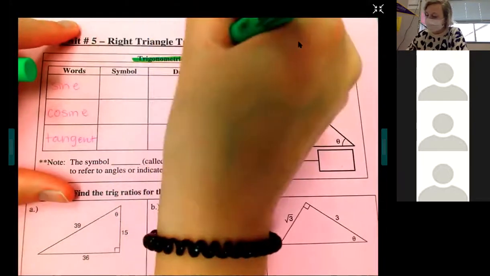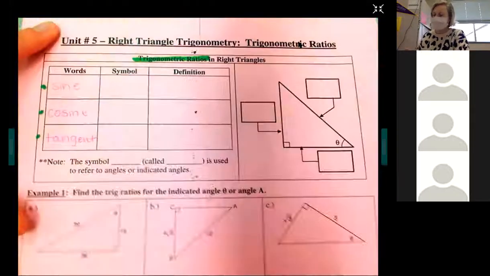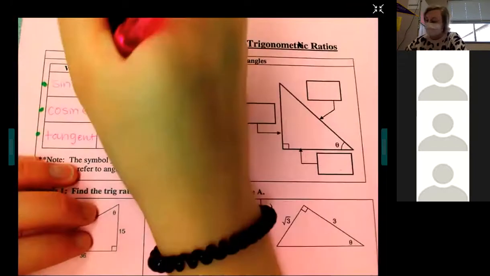So I'm going to highlight for my people at home that might be writing. Sine, cosine, tangent. All right, your symbols, it's not really a symbol, it's more of an abbreviation. Sean, make sure you're taking your notes, bud.